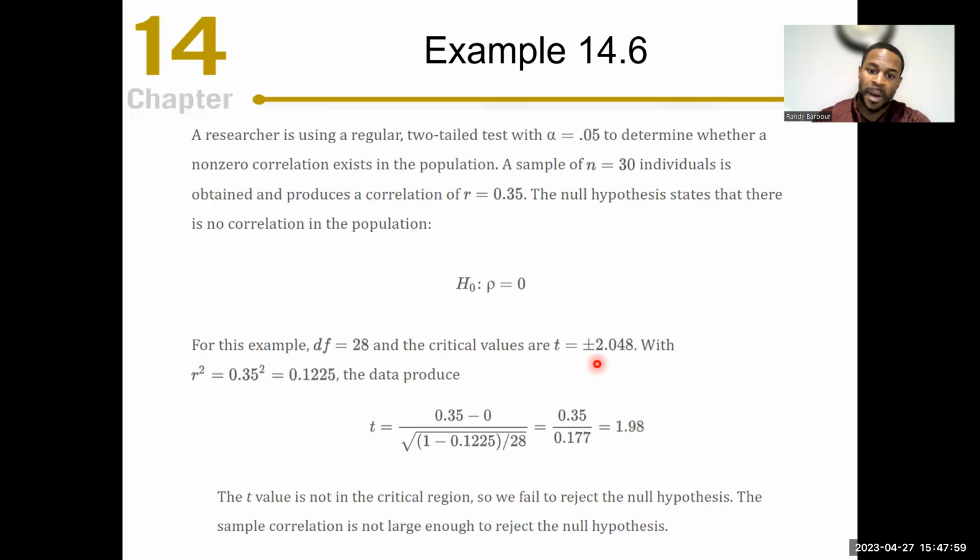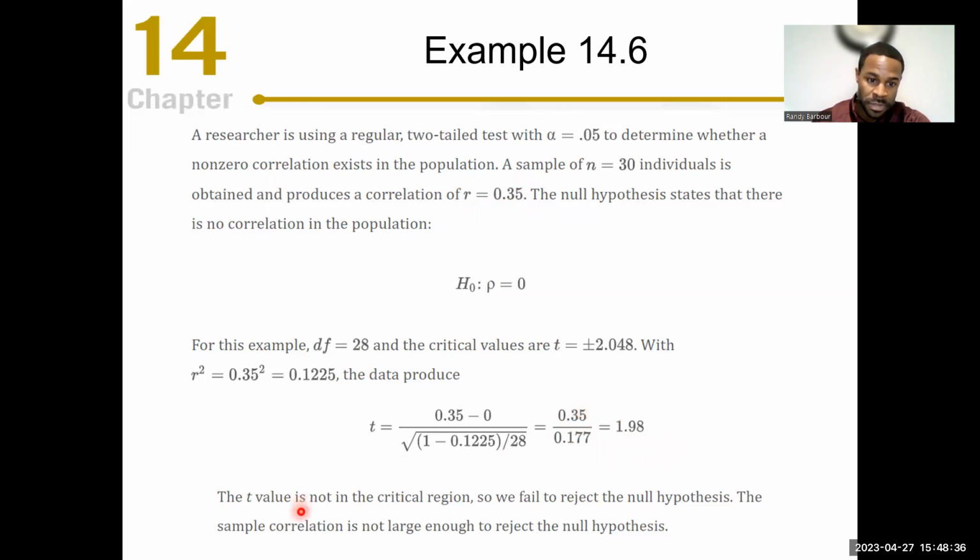Right, given my critical region here, plus or minus 2.048, and my actual t that I calculated, 1.98. My 1.98 does not exceed, or is not greater than, 2.048. So I know that this correlation is not significant, right? I don't have enough evidence to say that it is a significant correlation. Okay, it's not that much far off from zero correlation. Right? Had it been a little larger, then I would likely get a significant correlation there.